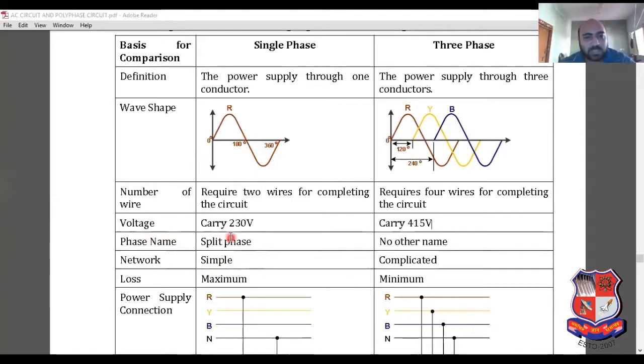Phase name for single phase circuit. The other name of single phase is split phase. See, how we can split this phase by using the passive components, inductor and capacitor. We can split this phase. The best example for splitting the phase is our ceiling fan. In case of a ceiling fan, it is getting the single phase AC supply. So 50 hertz frequency is there, single phase supply is there. I hope there is no issue.